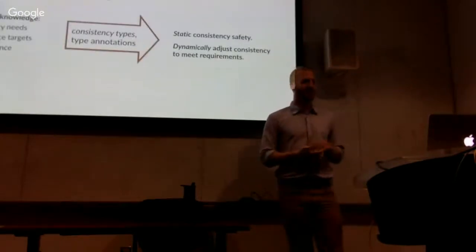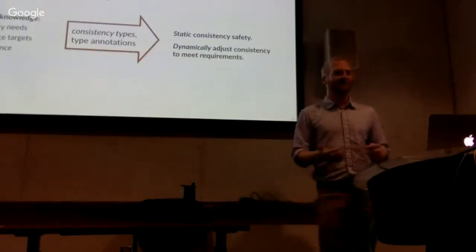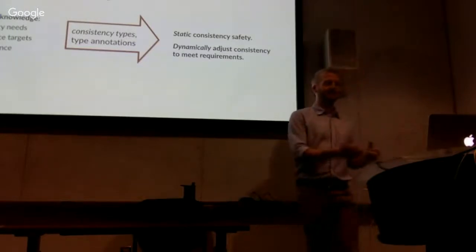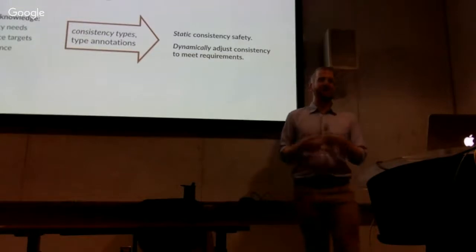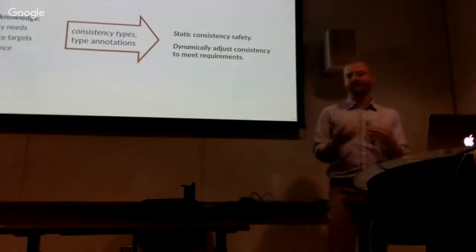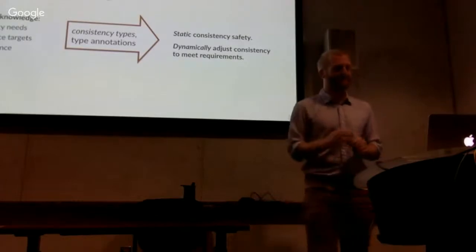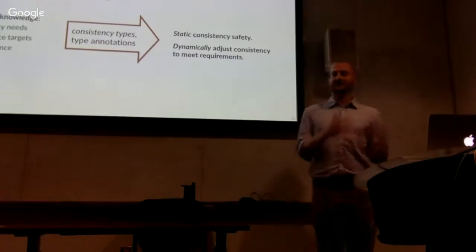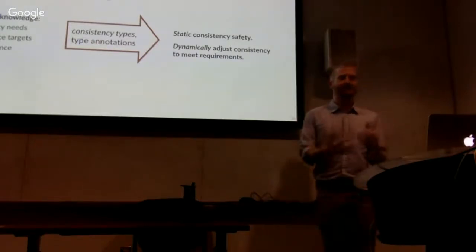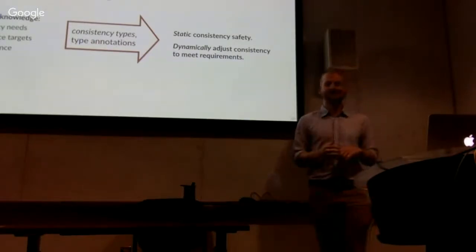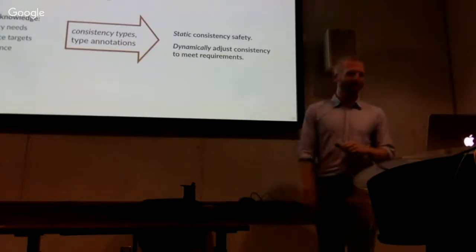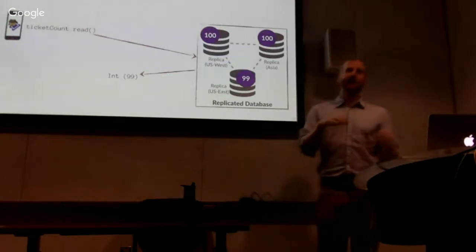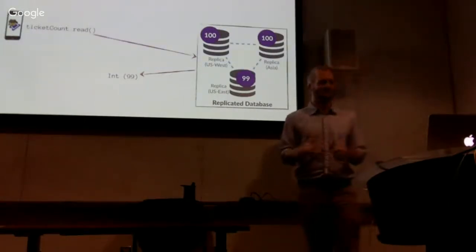So the IPA, or inconsistent performance bound approximate programming model, is used to let you express these application requirements about consistency and performance and error tolerance in the form of type annotations and consistency types. And then the system is going to use those to enforce consistency safety using a static type system, and it's going to dynamically be able to adjust its consistency in order to meet all those requirements for us. So I'm going to tell you first about the programming model, and then we'll get into how we enforce those constraints and dynamically adjust consistency.